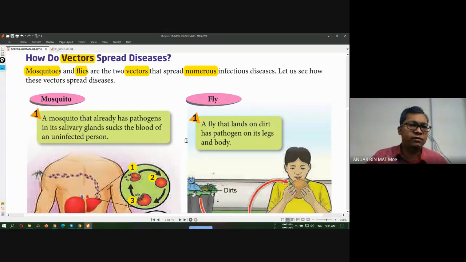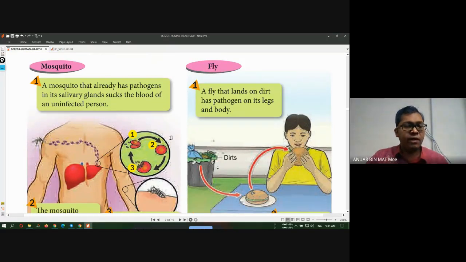Okay, so let's see how this vector spreads. We look at the first vector, mosquito. A mosquito already has the pathogen in its salivary gland. Do you know where the salivary glands are? The glands inside the body that produce substances. For example, we also have salivary glands in our mouth that produce saliva or spit. Mosquitoes also have that. The pathogen, or the virus, is already inside the mosquito.